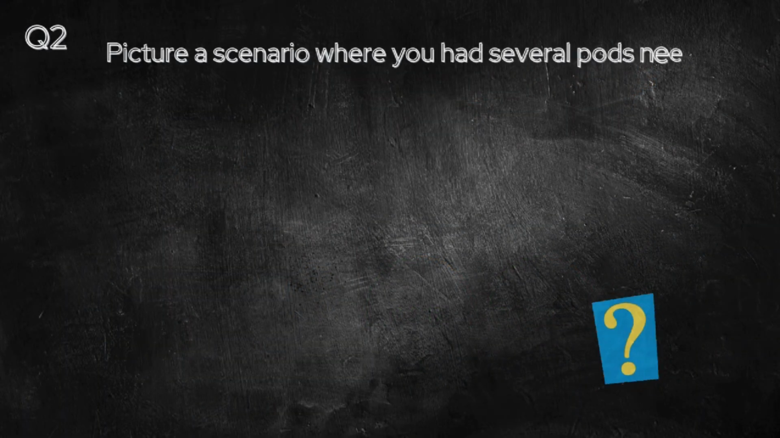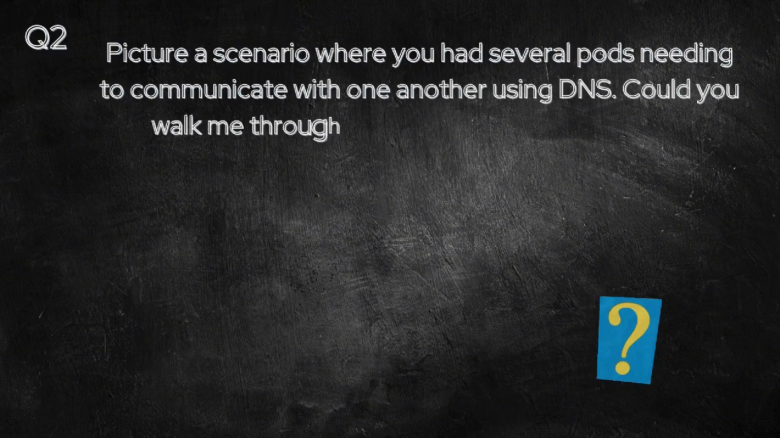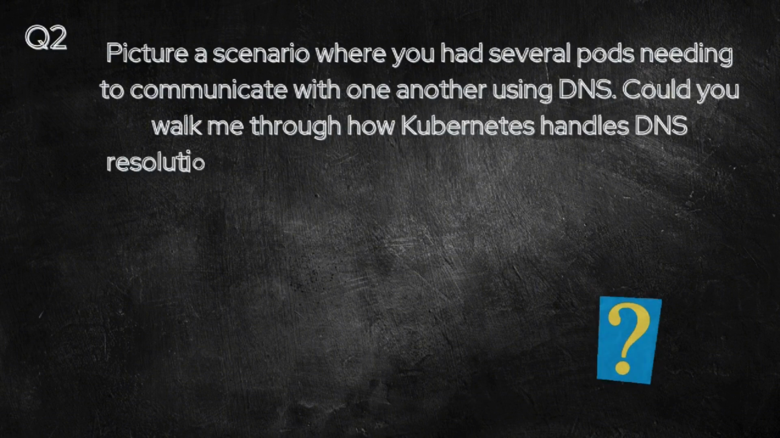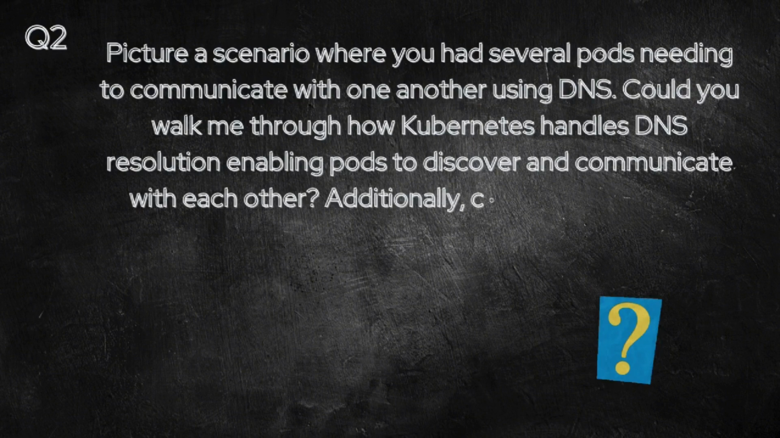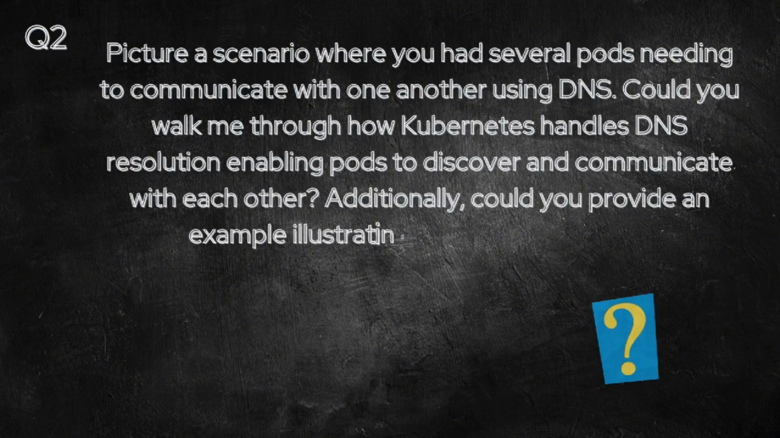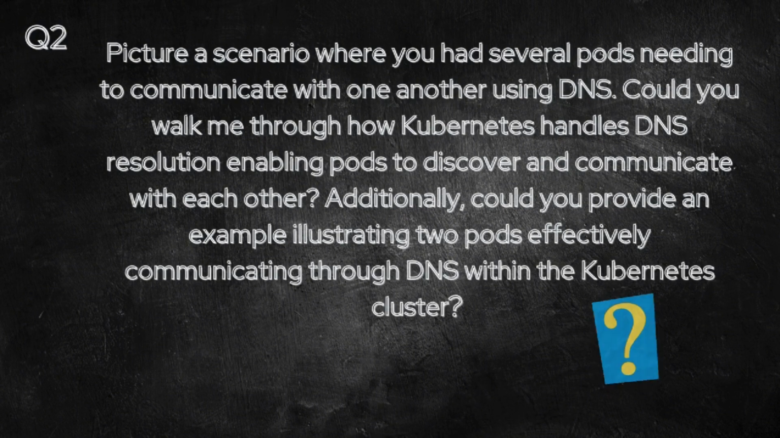Question number 2. Picture a scenario where you have several pods that need to communicate with one another using DNS. Could you walk me through how Kubernetes handles DNS resolution, enabling pods to discover and communicate with each other? Additionally, could you provide an example illustrating two pods effectively communicating through DNS within the Kubernetes cluster?